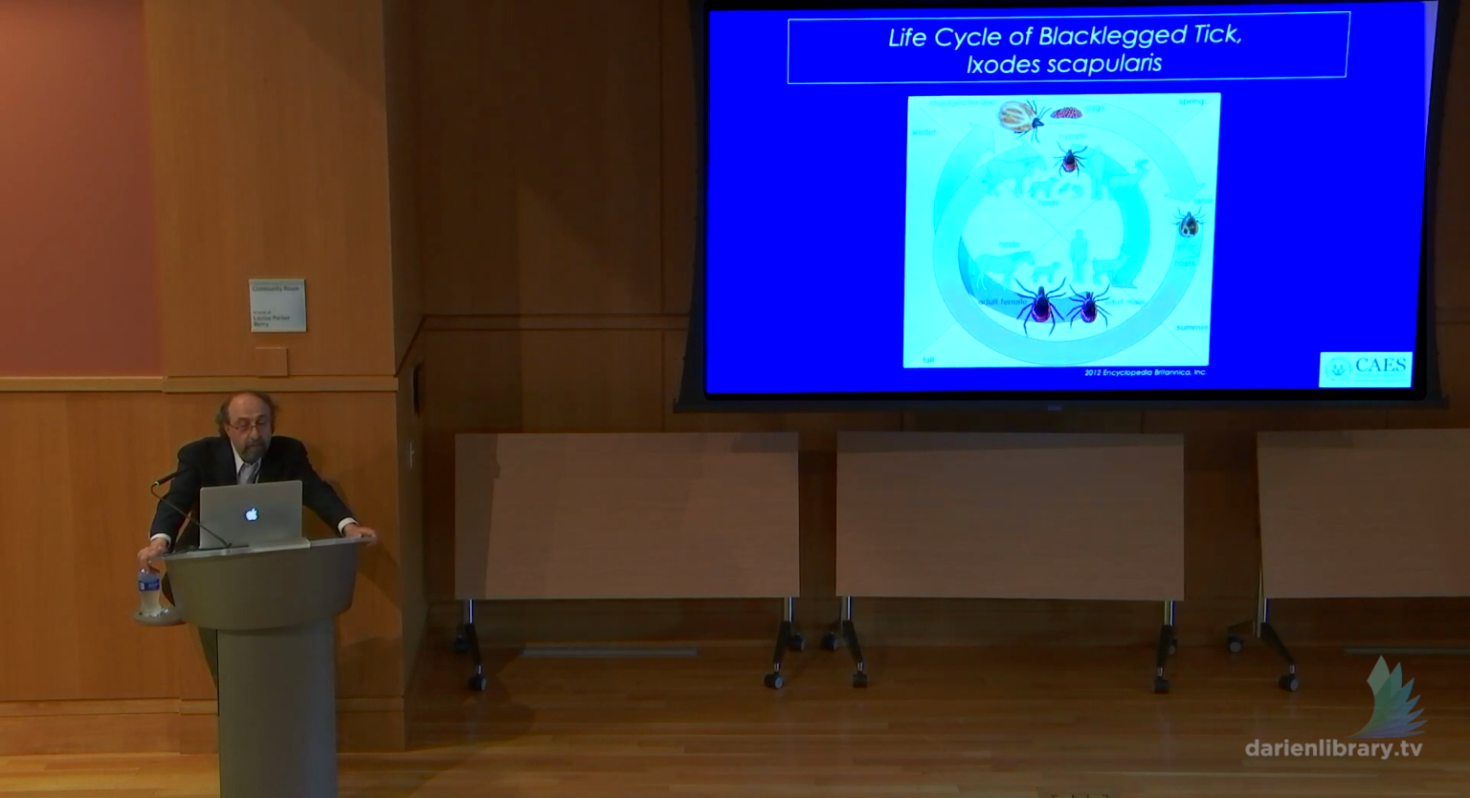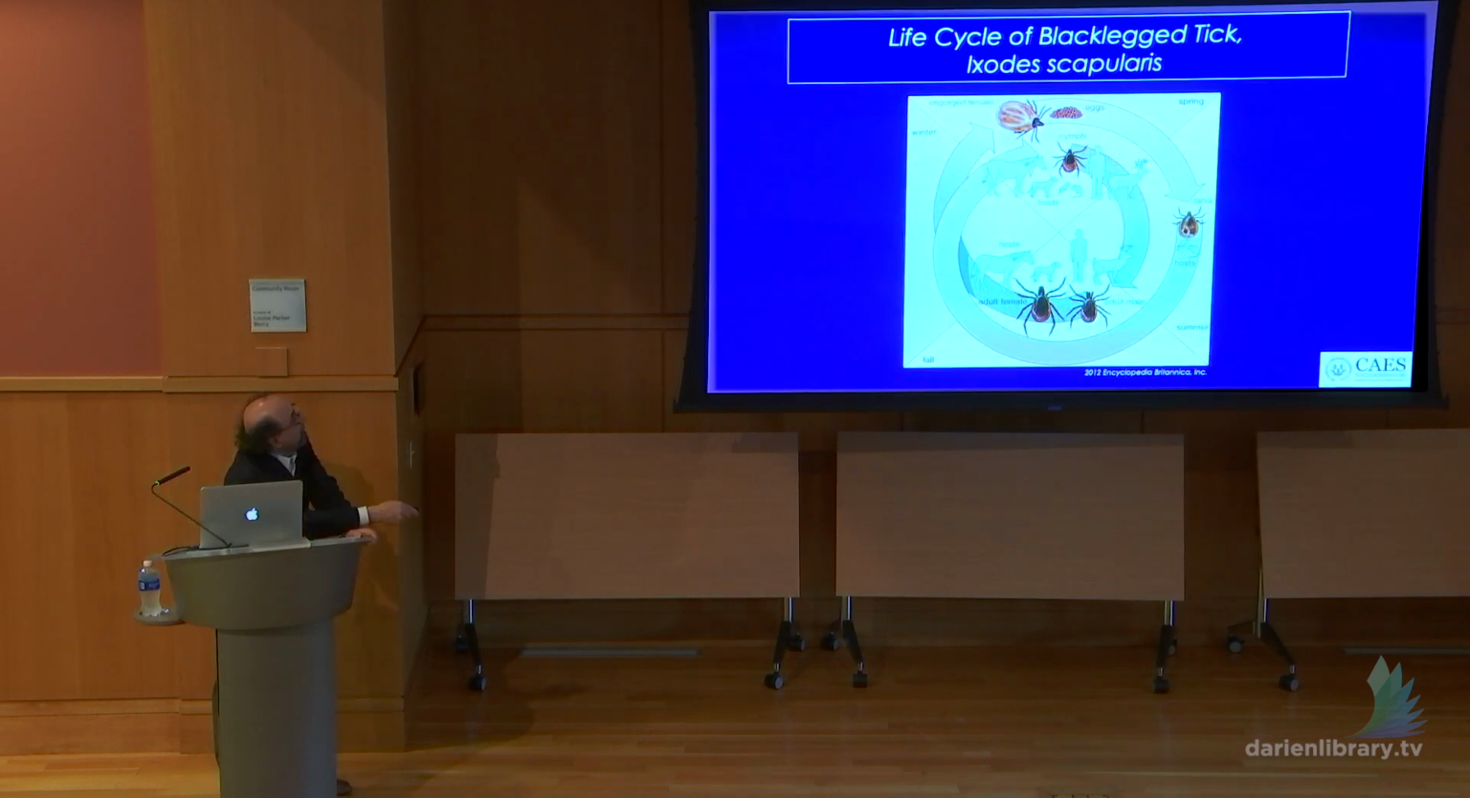So if you follow the external circle and the cycle, you see that eggs develop into larvae. Larvae feed on small mammals and birds, and then continue their life cycle. And the larvae are active through spring and summer. Then in the spring of next year, they develop into nymphs.